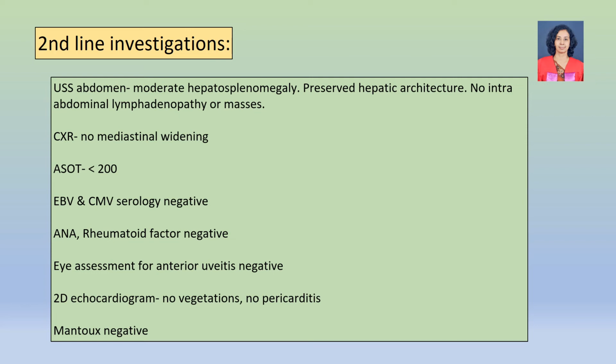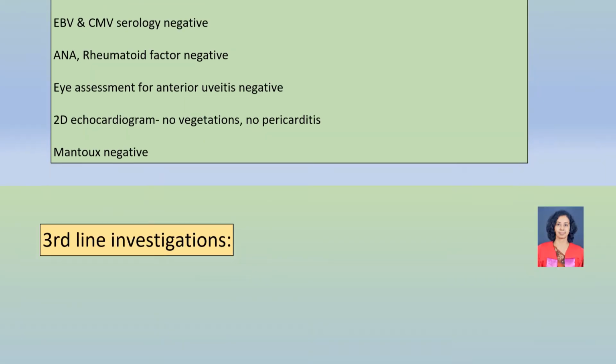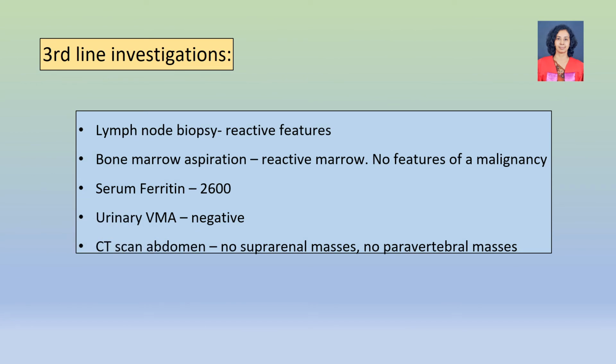Mantoux is negative, because we considered disseminated tuberculosis in this patient. Okay, so the second line investigations now rule out some of the conditions that we have considered in our scenario. Now let us talk about further investigations of this child, or the third line investigations. We need these more specific investigations to arrive at the exact diagnosis for our patient, because there are important conditions that we need to rule out.